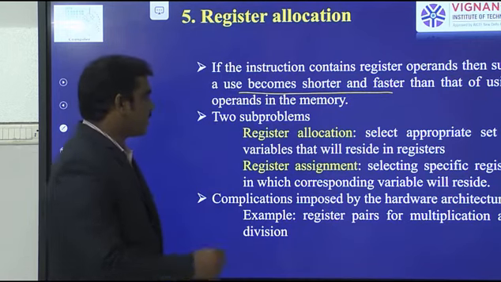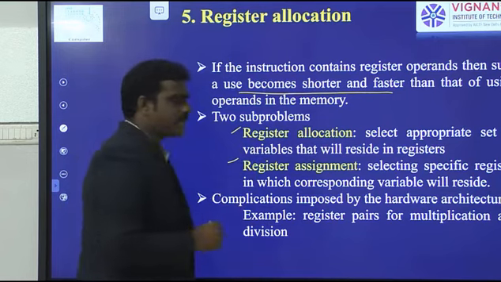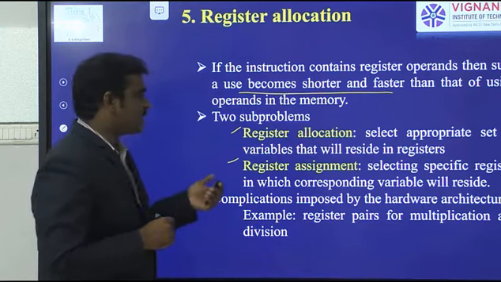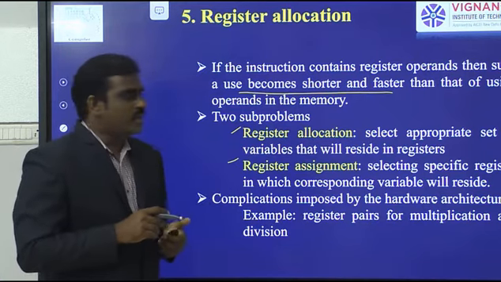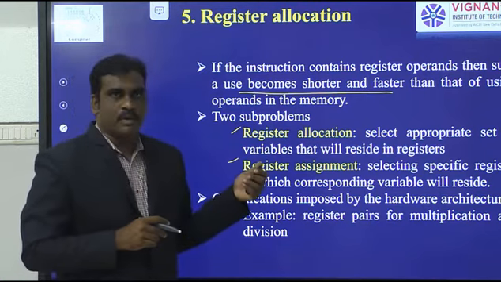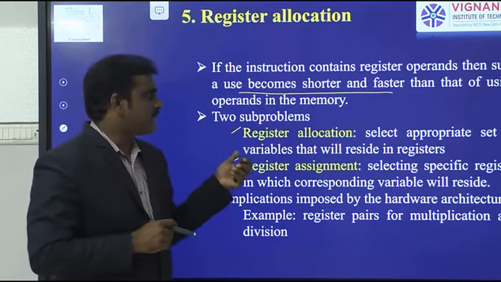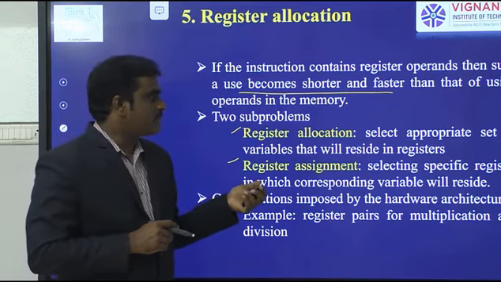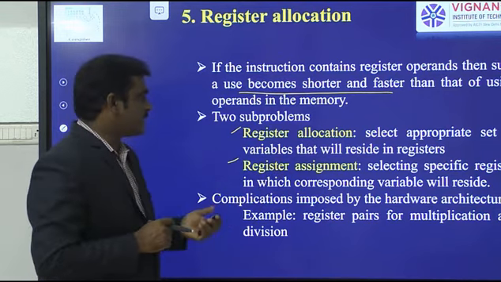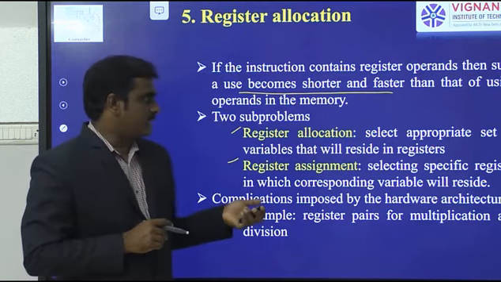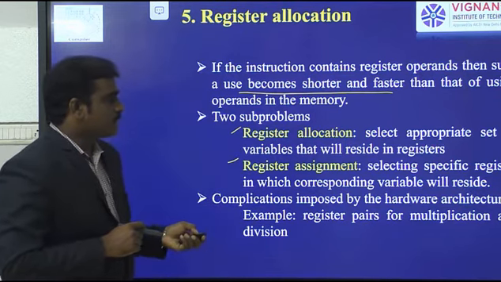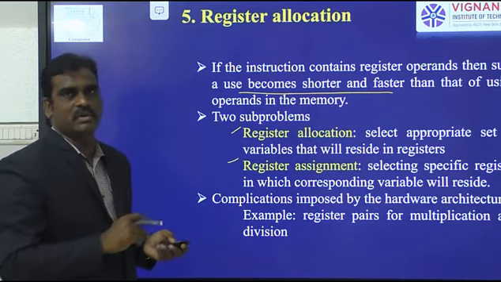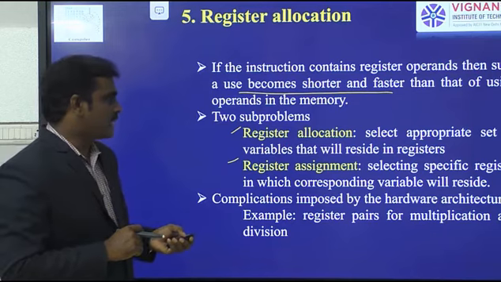So in this case, we are mainly concentrating on one is register allocation and second one is register assignment. Register allocation means appropriate set of variables that will reside in registers, whereas register assignment means specific register in which corresponding variable will reside. Okay, but here the problem is it depends upon the system to system, architecture to architecture. It is somewhat an architecture problem.